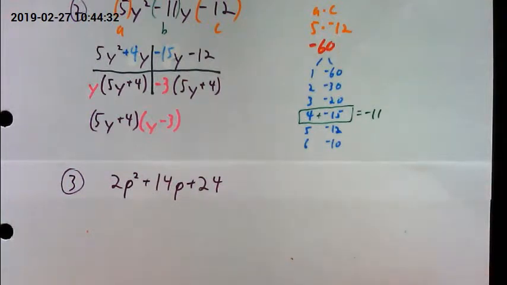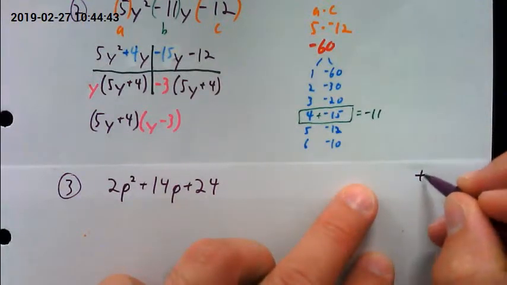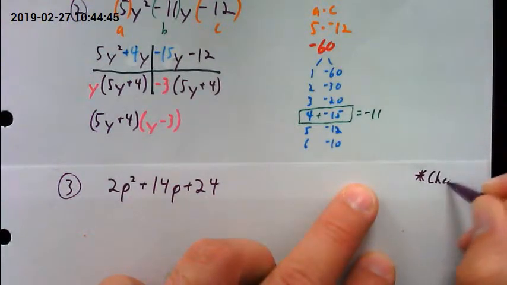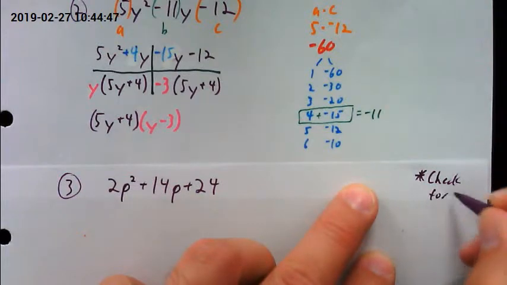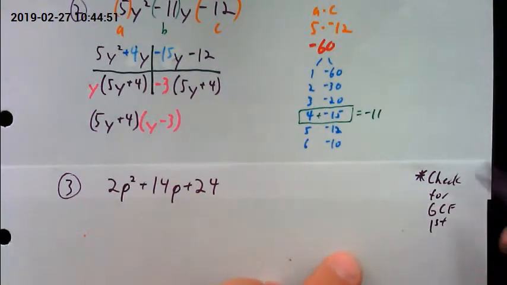The first 2 that we did, I gave you ones that didn't have common factors. Does this one have a common factor? Yeah. So we need to check for that GCF. So always keep that in mind. Check for GCF first. All right.